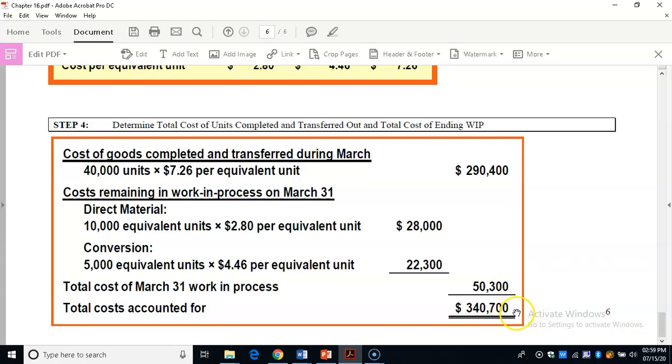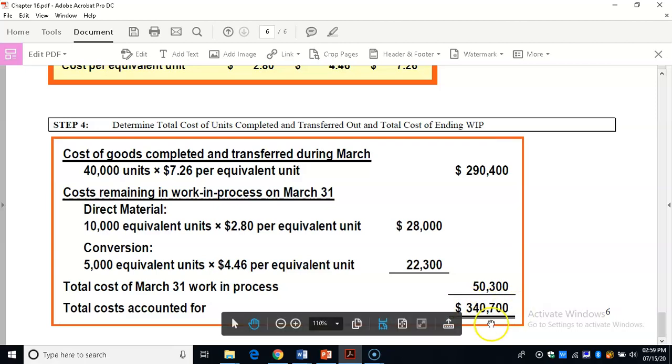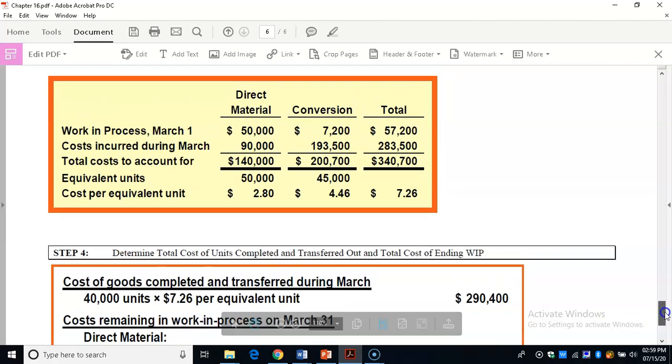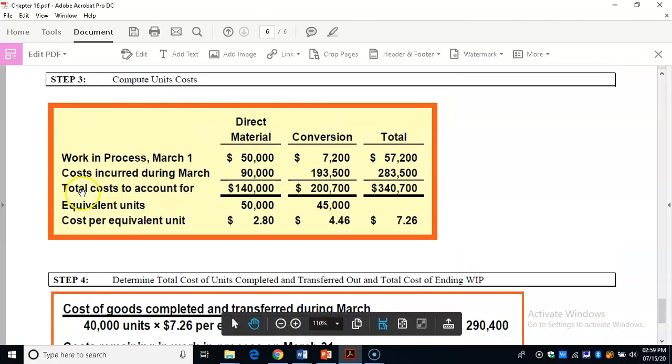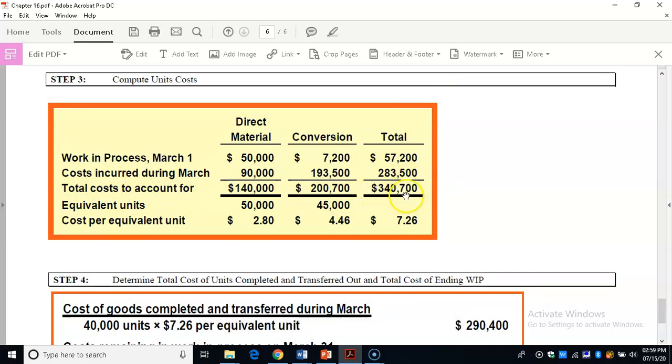Okay. I want to point out something else. 340,700. That's called total costs accounted for. Let's go back up here. How much do you have for total costs to account for? Same number, 340,700.